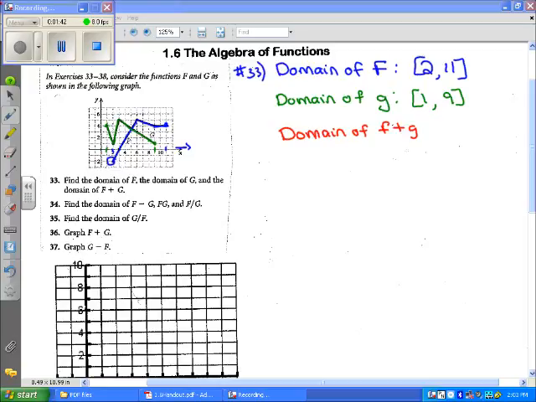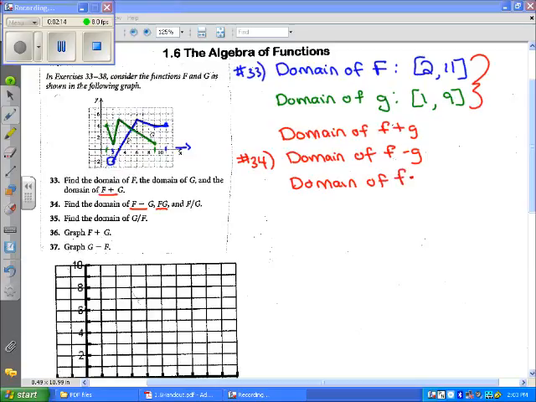The domain of f plus g, f minus g, and f times g are the intersection of the domains of f and g. So what I want to do is look at the intersection of these two. I want to see what they both have in common. What x values do they have in common, in other words? And then we'll answer 33 and also part of 34. These will all have the same answer.